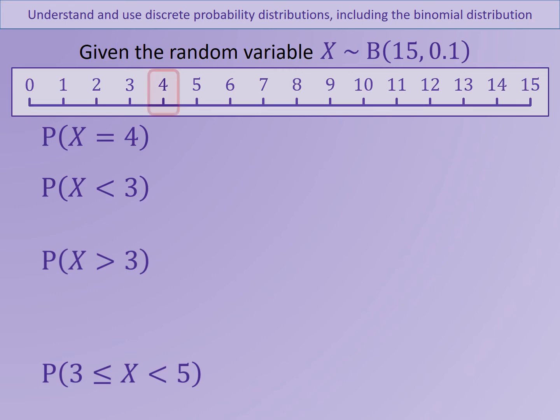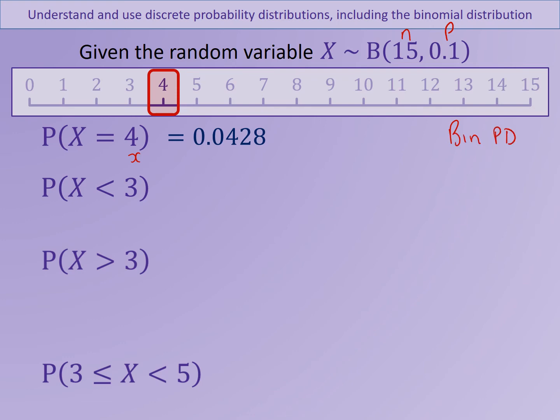Taking a look at the first one, we have x is equal to 4, so we only want one single probability here. Now it's best to use the binomial PD function at this stage. Let me write this on here as well: this is your n, this is your p, this will be your x value, and you're using the binomial PD function. It doesn't matter whether you use the list or the variable, you'll get to the same solution.